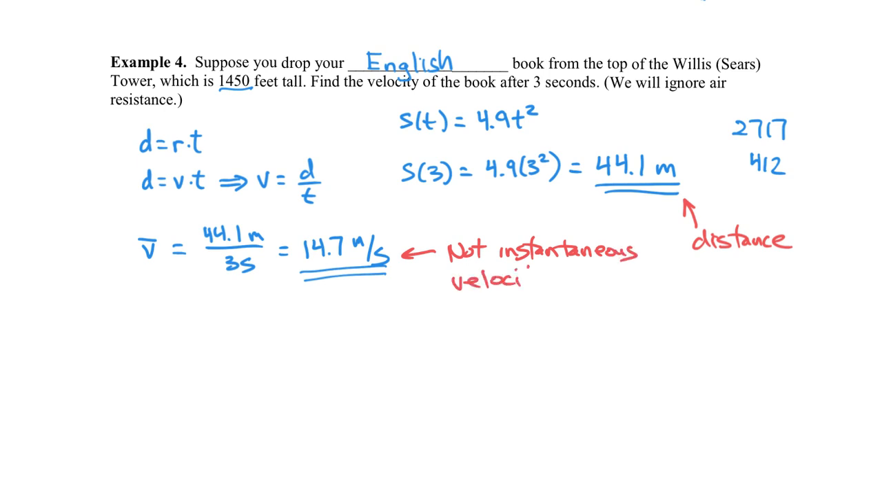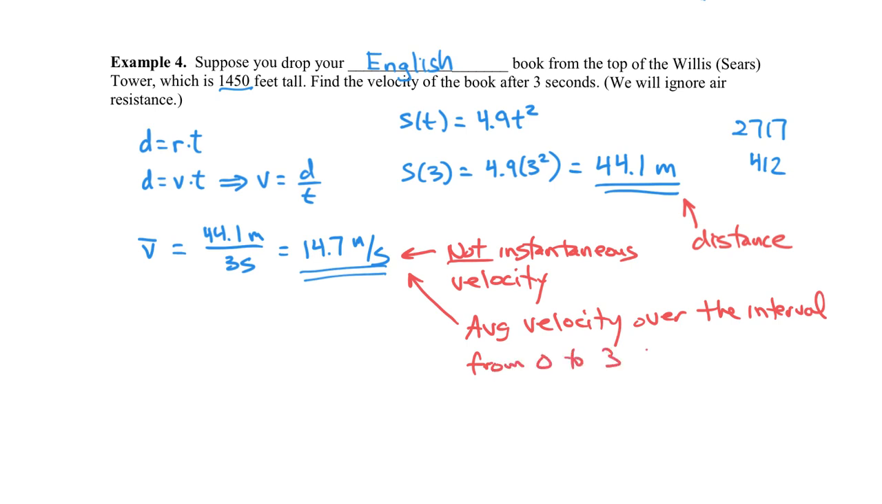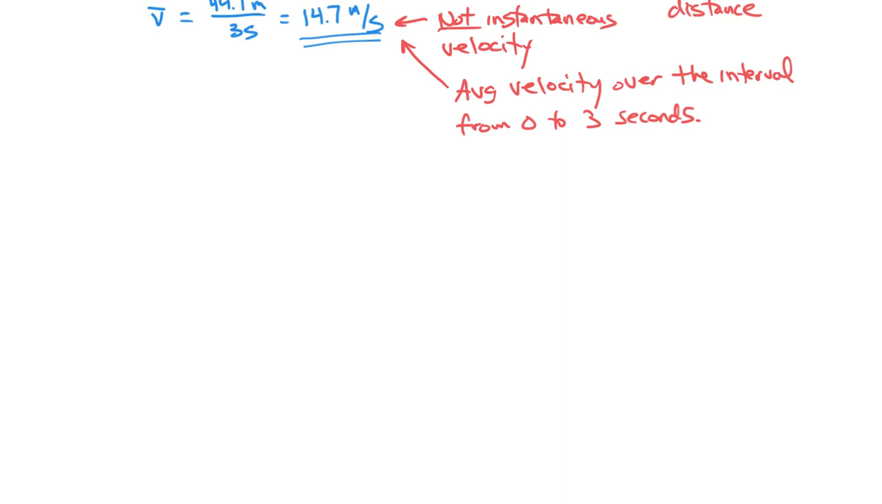Right? It's not instantaneous velocity. What this is, is the average velocity over the interval from 0 to 3 seconds, which again, is not what we're looking for. We want the instantaneous velocity right at that 3-second point. We've got the average velocity so far. Let's talk about this average velocity for a second here.